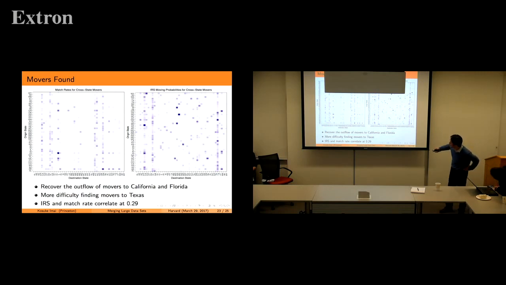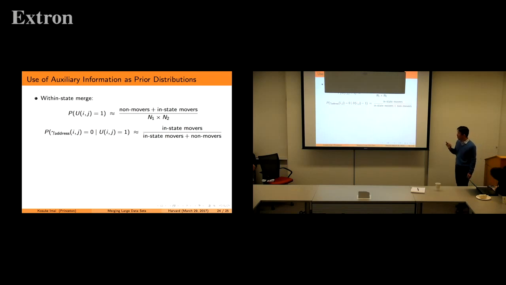If you look at California, there's a cluster of a lot of people going to California, and that's the same in the IRS record. The same thing for Florida. You can see the Florida line here, and the same thing in the IRS record. So there's some correlation, about 0.3, looking at the movers. We can even do this at the county level, but we haven't made that plot yet.